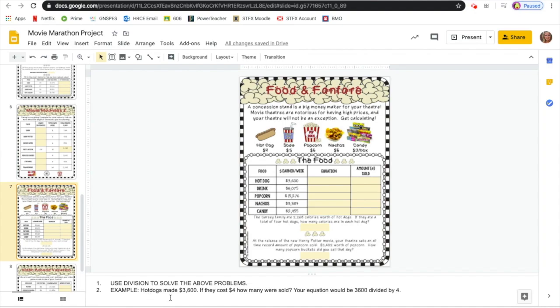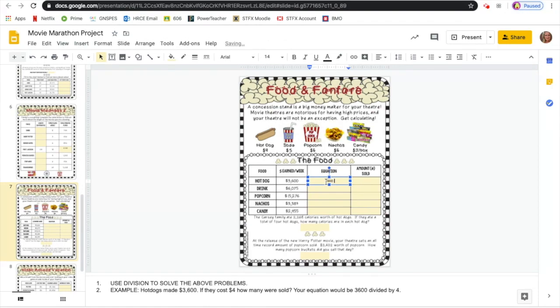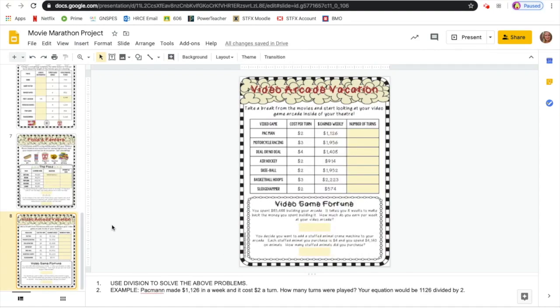I've given you another example. So if we look at the hot dogs, they earn $3,600 a week, okay? And they cost $4. So I'm going to take 3,600 and divide that by 4, and then I'm going to put my answer in here. So again, do it on a piece of paper using the area model, and then put your answer to the question in that box. Okay, finally, number 8 is exact same as 7 and 6, what I've already showed you.